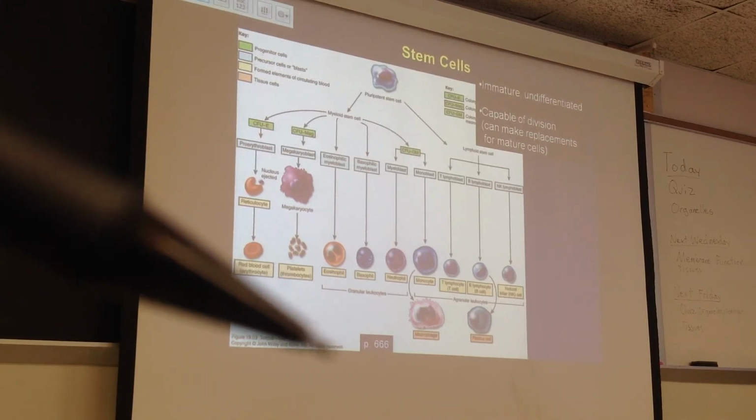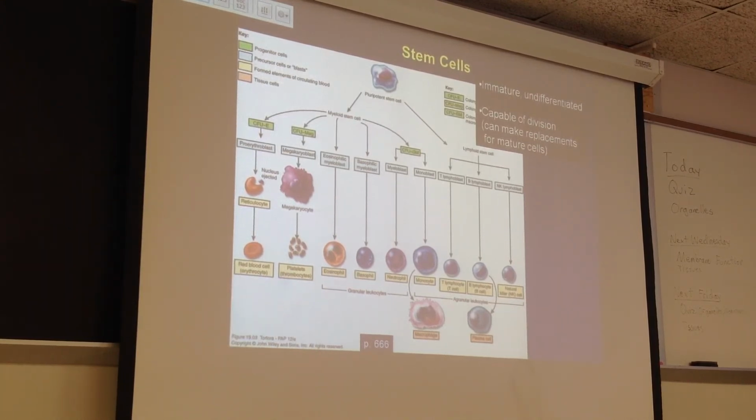What are some characteristics of stem cells? Stem cells have great mitotic abilities. They tend to be able to reproduce, to replicate themselves, to divide very readily. So they can make more copies of themselves. They also tend to be undifferentiated, immature. What do I mean by that?